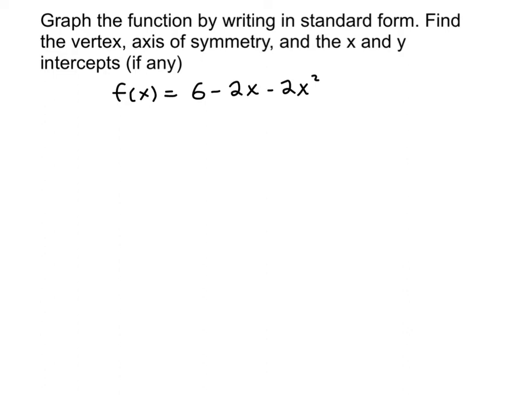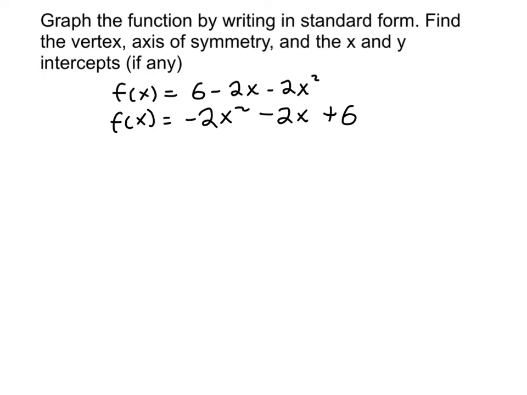In this video, we're going to go through an example where we graph a function by writing it in standard form. We're going to find the vertex, axis of symmetry, and the x and y intercepts. When I get started with this, the first thing I'm going to do is rewrite it where I have the highest power of x, then the second highest power of x, and the term that has no x. I just like to get it into that format first, so I always rewrite it if it's mixed up to begin with.